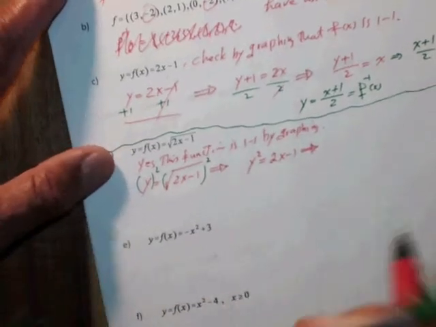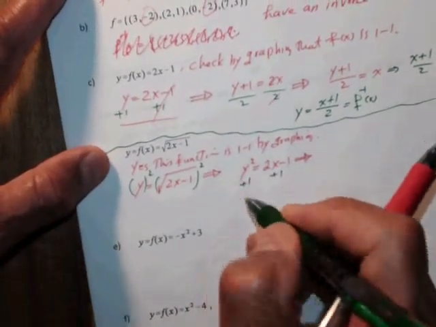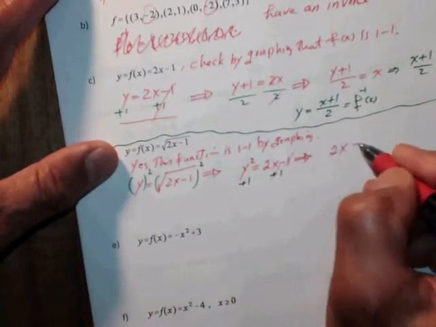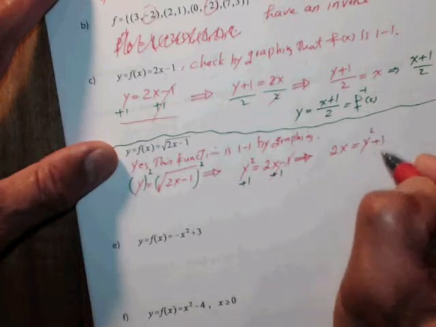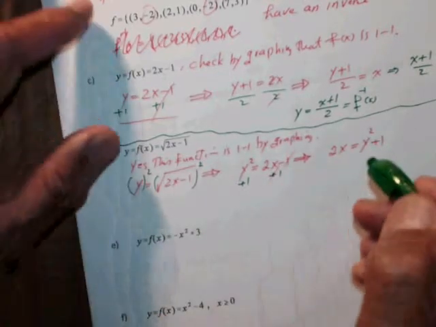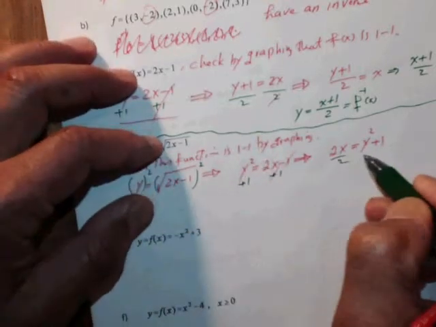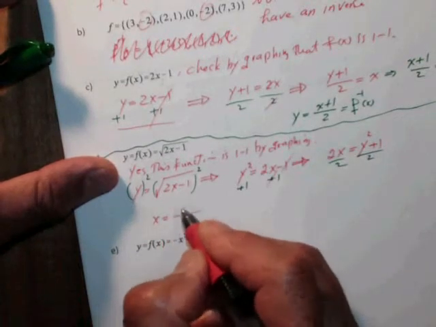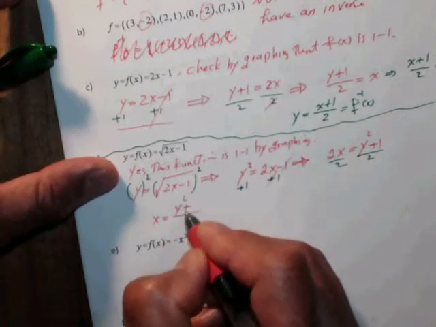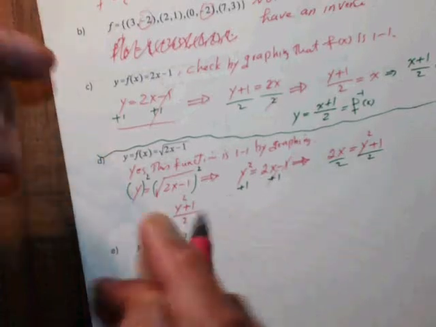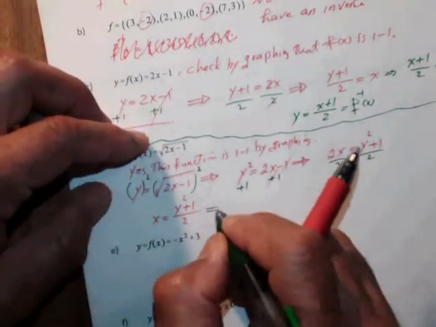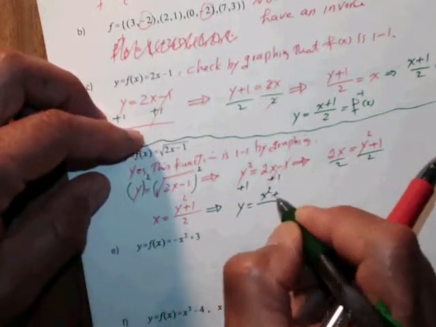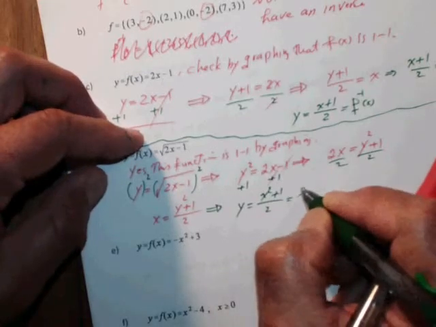Then I add 1 to both sides. These 2 cancel out. I get 2x equal to y squared plus 1. Then if you divide by 2, you get x equal to y squared plus 1 over 2. Now change x to y, y to x, so this implies y equal to x squared plus 1 over 2, and this is the inverse function.